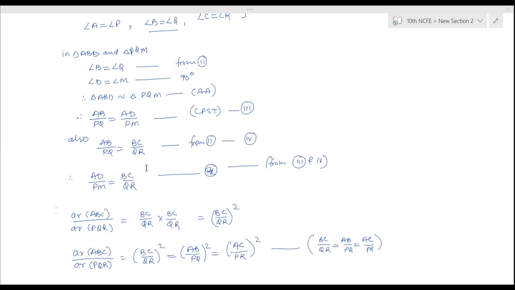Then questions based on this part. Exercise 6.4 of NCERT. You first switch on your video.